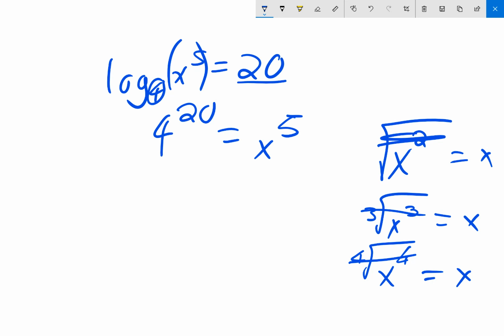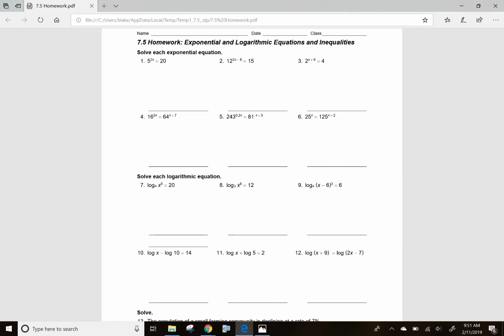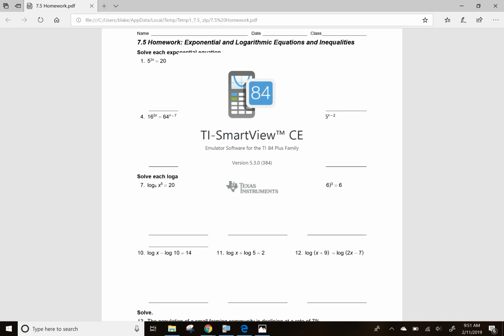What we need to do to cancel this out is take the 5th root of x to the 5th. But if I do that to the right side, I have to do it to this side as well. The 5th root of 4 to the 20th power. So on the right side, that's just going to cancel out, leave me with x. But now I need to type in the calculator the 5th root of 4 to the 20th. Now, let me actually go ahead and open my calculator to show you how to type that in, because I can see people getting a little bit stuck on that.